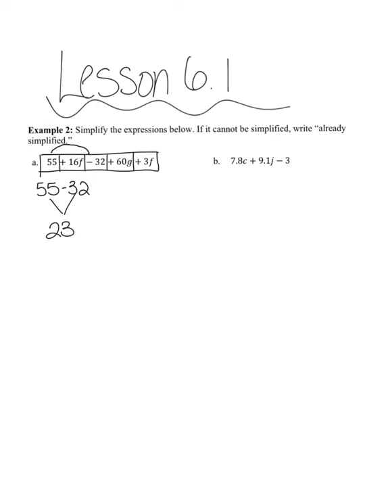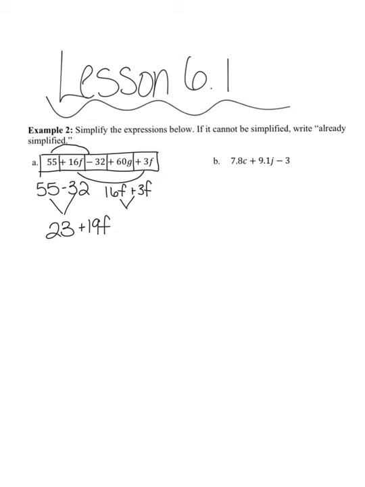And then I have a positive 16F, and I see at the end I have a positive 3F. So when I combine those, 16F and positive 3F, I get 19F. And that positive 19F in my new expression becomes plus 19F.